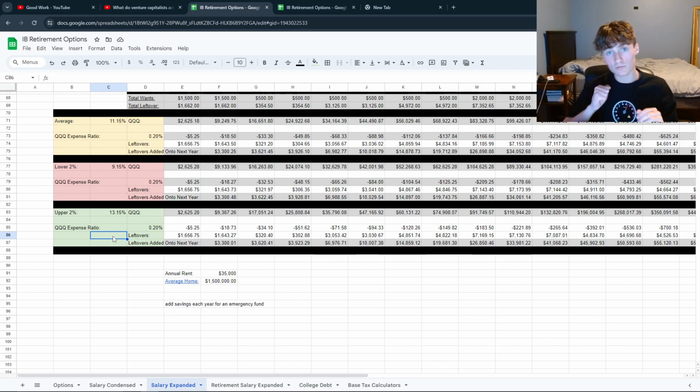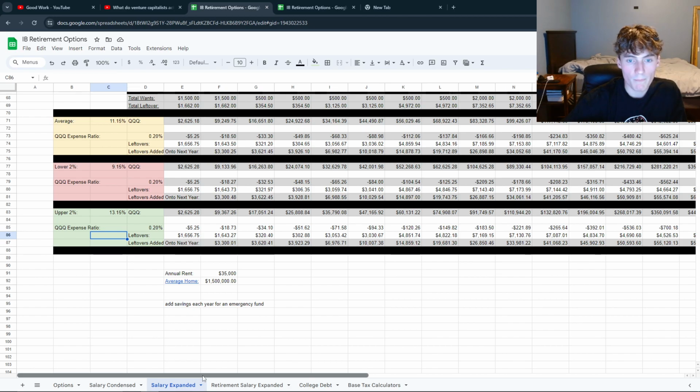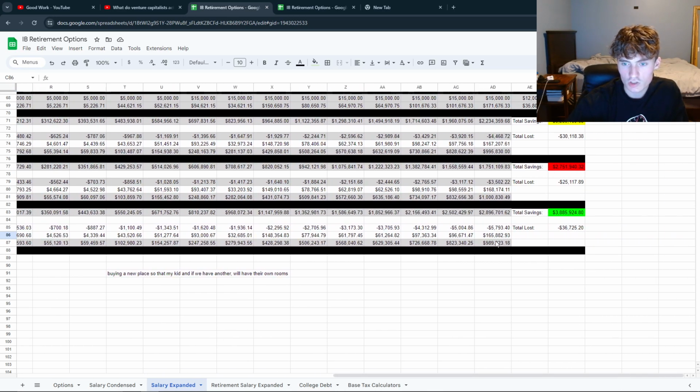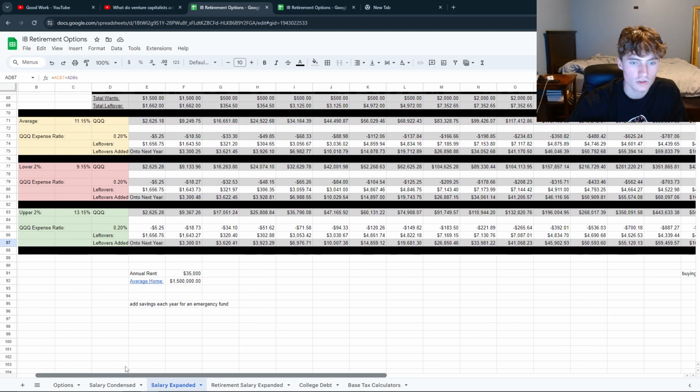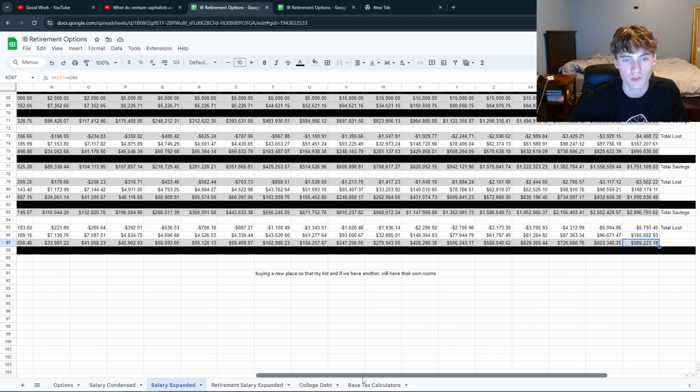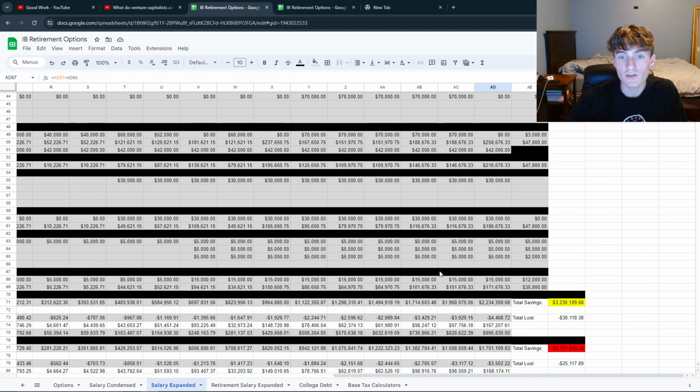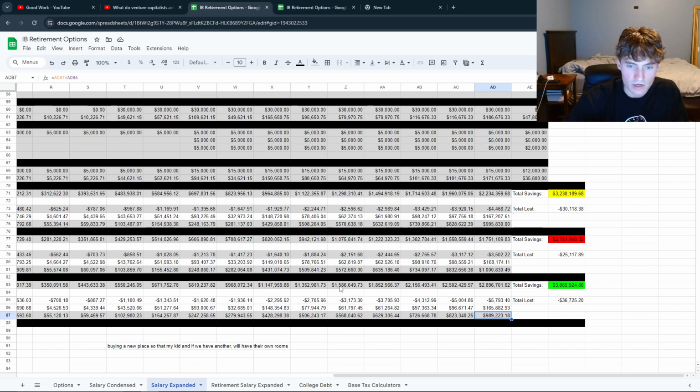So we're not taking it out of QQQ. We're taking it out of our leftovers, and in most cases, it looks like we still look positive. Not so much over here. We're still kind of struggling with the leftovers, so it'd be a good idea to keep a decent amount for that expense ratio. But towards the end, even with 1.5 million or a couple million in QQQ, the expense ratio doesn't really take away that much. It's only a few $1,000s out of the leftovers. So you still end up with 3 million.